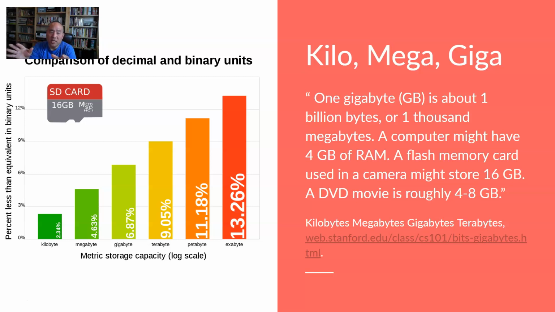One of the test questions you'll likely get is which is larger, a kilobyte or a gigabyte, and clearly it's a gigabyte. To give you some context, the typical computer today has about 4 gigabytes of RAM. Flash memory, the little SD cards that you might use in a camera today, a 16 gigabyte card would hold a lot of photos. And then a DVD movie is anywhere from 4 to 8 gigabytes.